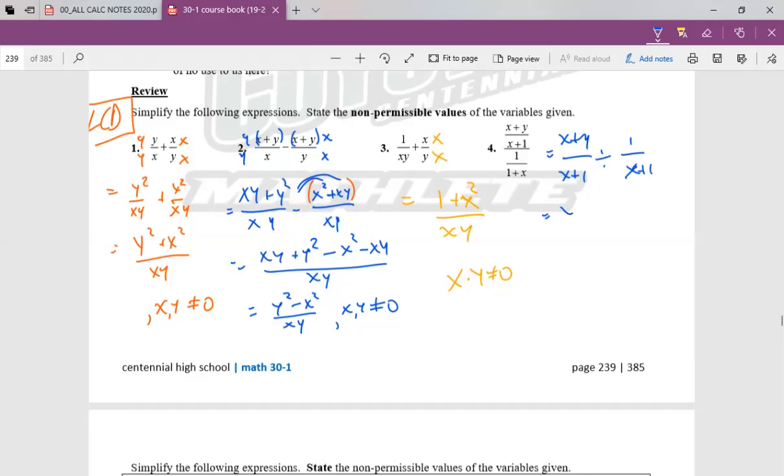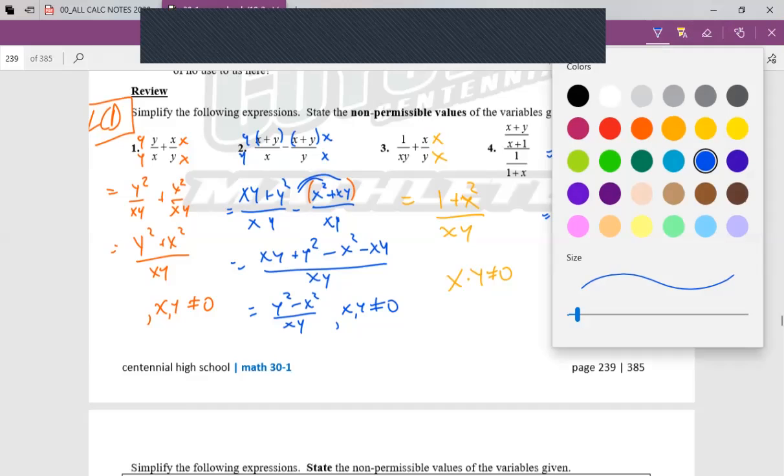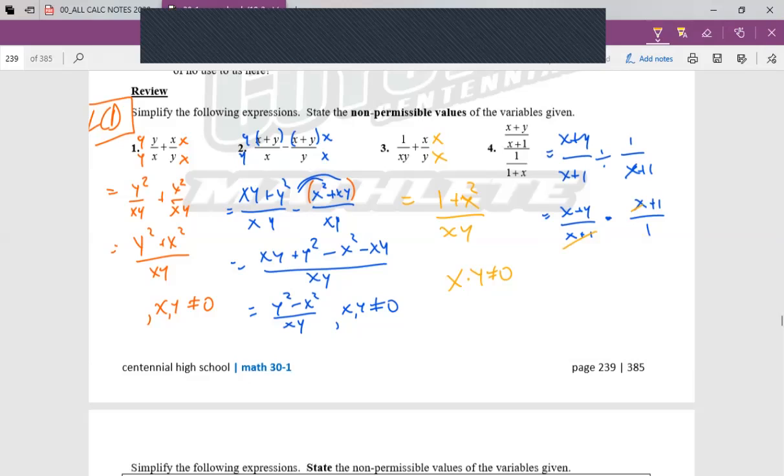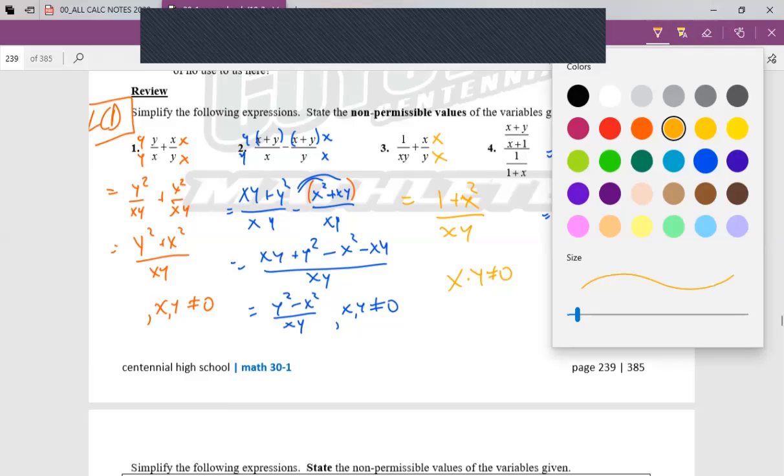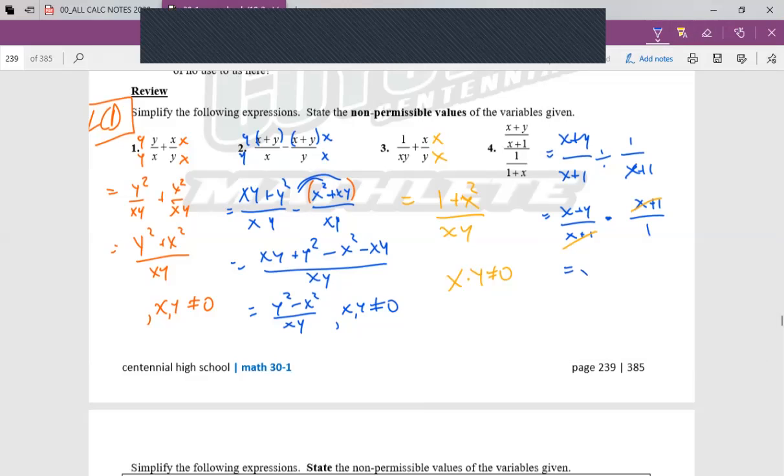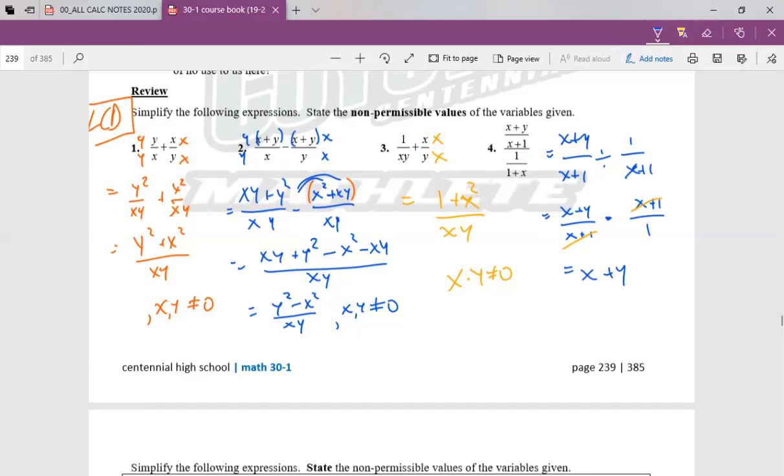And now in our next step, let's change this division to multiply. Now we are multiplying, and those factors of x plus 1 divide out, and this is just equal to x plus y. Keep in mind, even though it's okay for x to be whatever, like this is just x plus y.